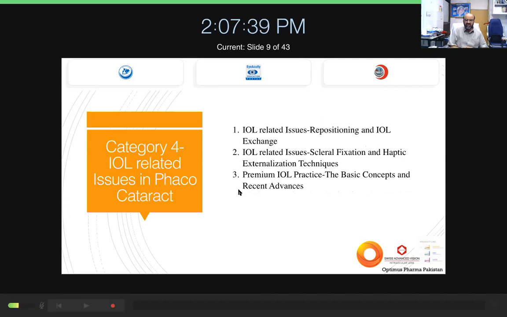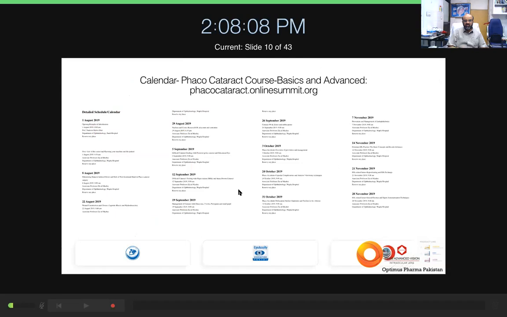In the fourth category, there are three lectures which are related to IOL and its issues. The IOL implantation and centration has been discussed by that time already in the basics. And this is actually related to IOL complications like repositioning and IOL exchange, which will be followed by scleral fixation and haptic externalization techniques discussion. And a final lecture, which will be number 15 on 28th of November, will be on premium IOL practice. With this, we are going to complete the calendar of the discussion.